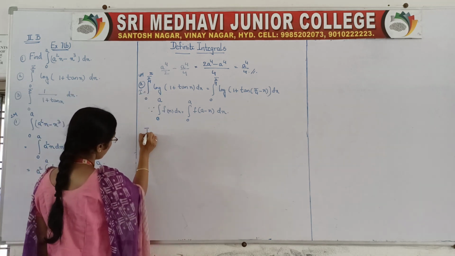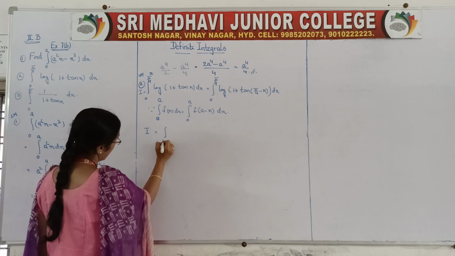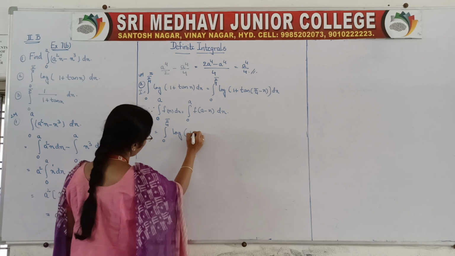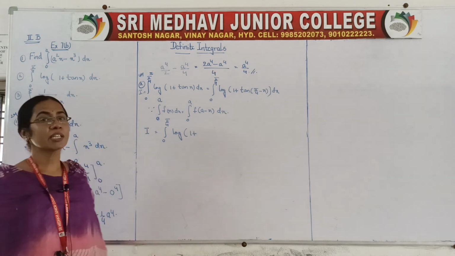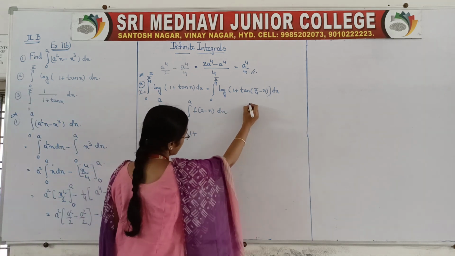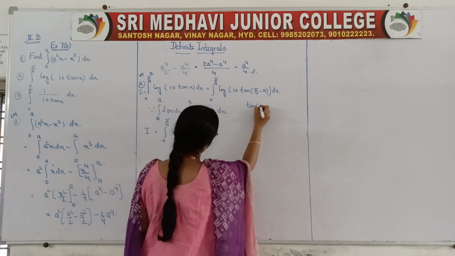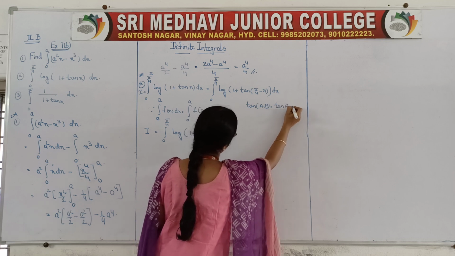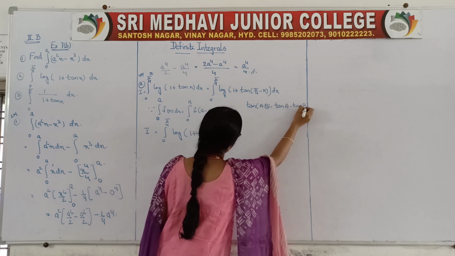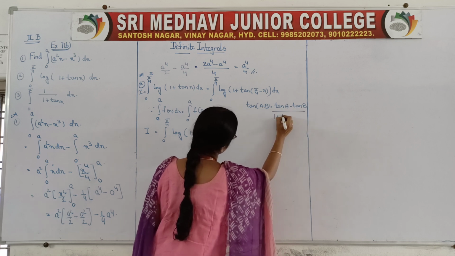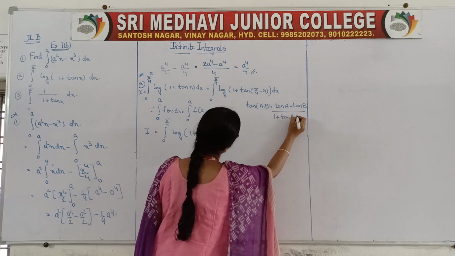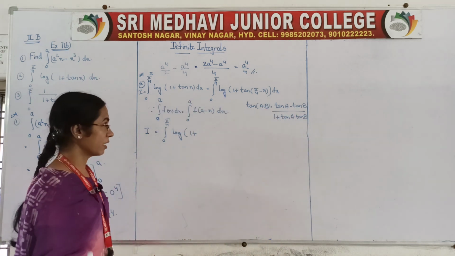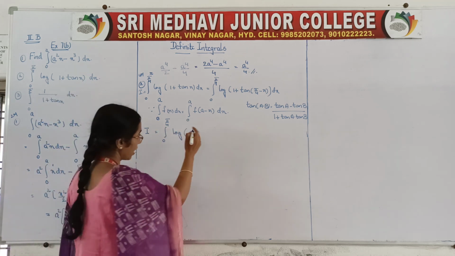So what happens to your I now? I is equal to the integral from 0 to pi by 4 of log of 1 plus tan of A minus B. You know the formula. What is the formula? Tan of A minus B is equal to tan A minus tan B divided by 1 plus tan A into tan B. This is the formula. We have to apply that formula here. Why? It is in that form, that's why we have to take it.